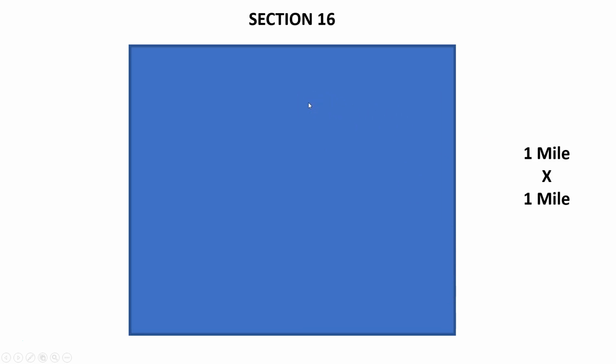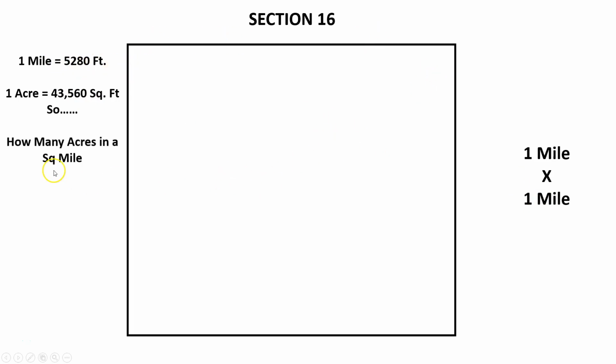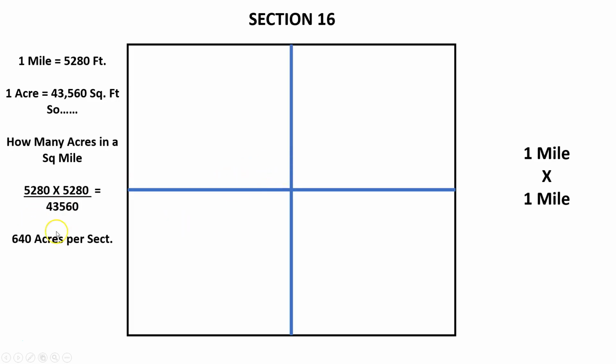What we do first of all is we have to figure out how many acres in 1 mile by 1 mile. Well, to do that we need to know how many square feet are in it, and that means we need to know how many feet are in a mile. You must remember 5280 feet in a mile. We also need to know how many square feet are in an acre, 43,560. So if I wanted to know how many acres were in this 1 mile by 1 mile section, I would multiply 5280 by 5280. That'll give me the total square feet. And then I would divide it by 43,560, and that would give me 640 acres in a section.